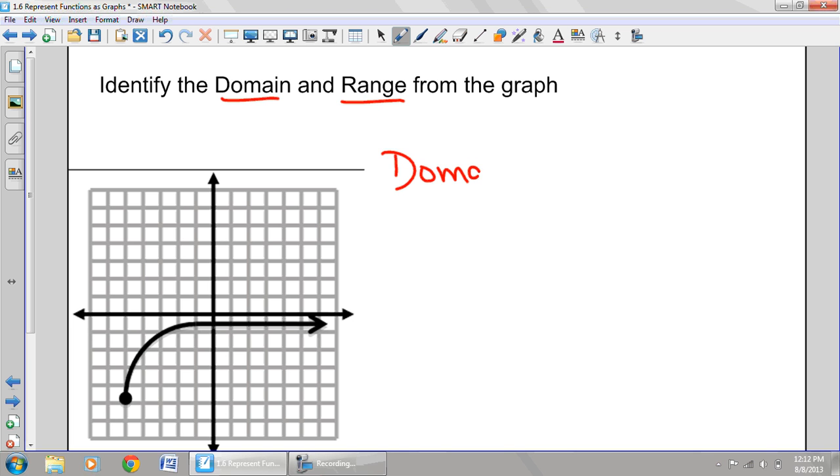Domain, range. Domain is actually my x. Range is actually my y. So now look at the domain, the x value. Look at the x. This is my x. So look at the line x.